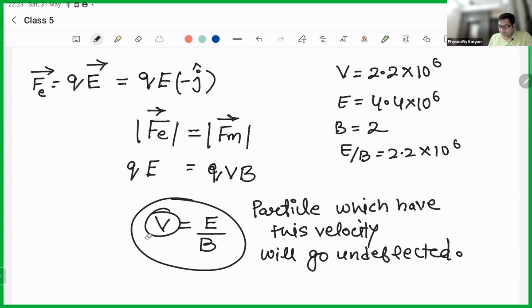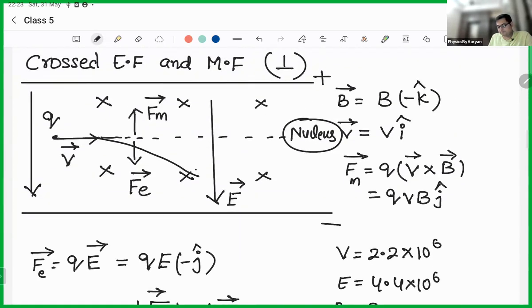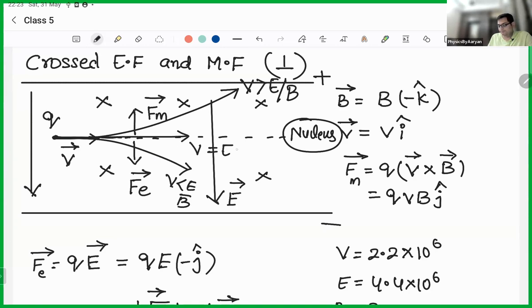But if your velocity is more, then you will deflect upwards. And if your velocity is less, so this is velocity more than E by B. This is velocity less than E by B. And this is velocity equals to E by B. So only one particular velocity is allowed, which will go straight and hit the nucleus. Only one particular velocity, V equals to E by B.